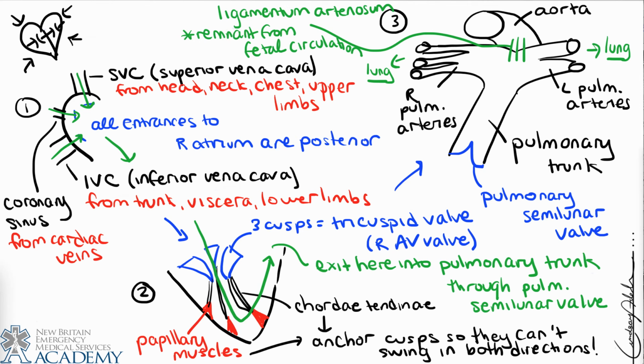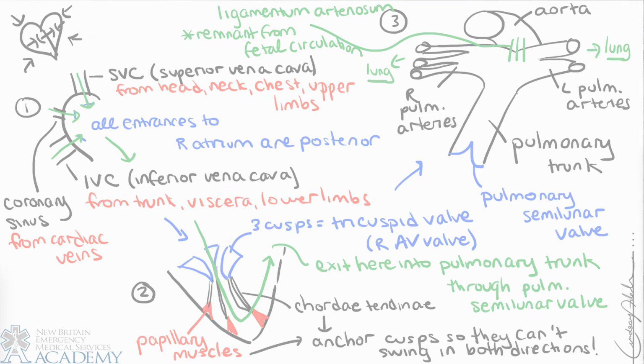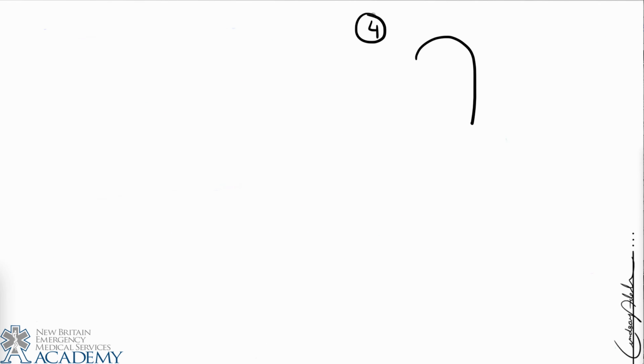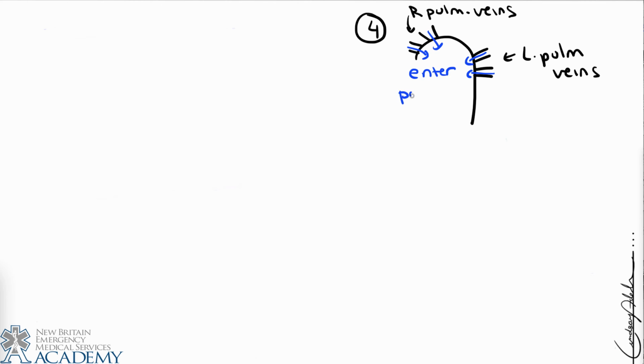So now we'll consider the left side of the heart, and we'll start with the pulmonary veins. So here is the left ventricle, and there are 2 pulmonary veins that come back from the right side and 2 pulmonary veins that come back from the left side. And similar to the right side of the heart, these vessels will enter the left atrium posteriorly. The blood will flow into the left atrium, and then it will progress to the left ventricle.